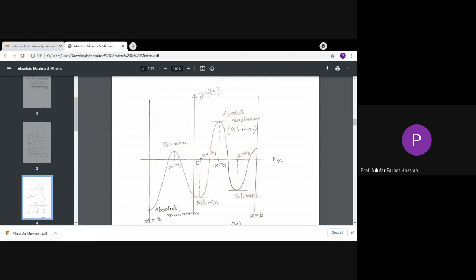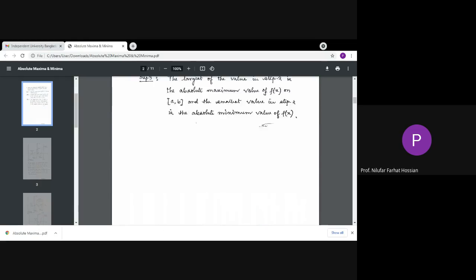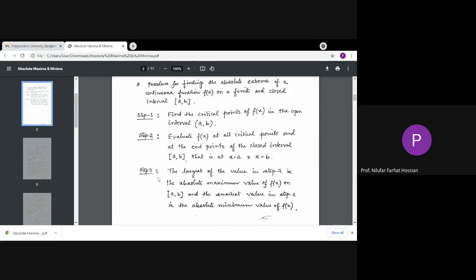Go back to the theory. You have to find the critical point in this open interval. That means x cannot be equal to a, and x cannot be equal to b. You have to look for the critical points in this open interval.